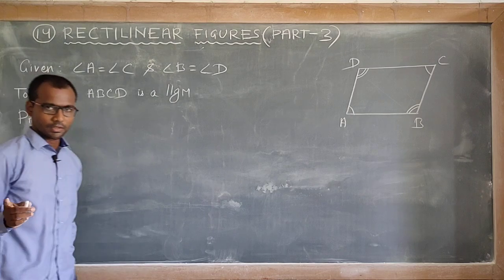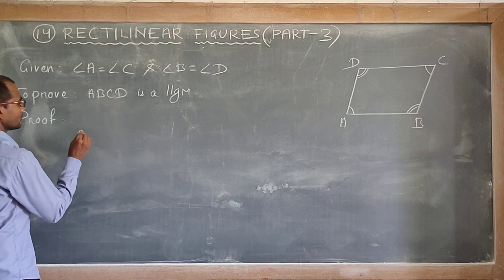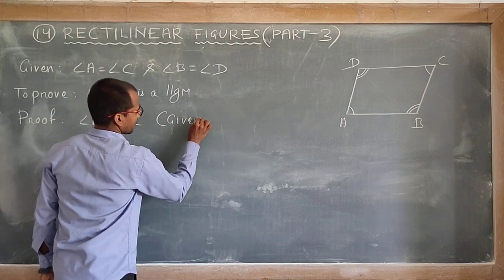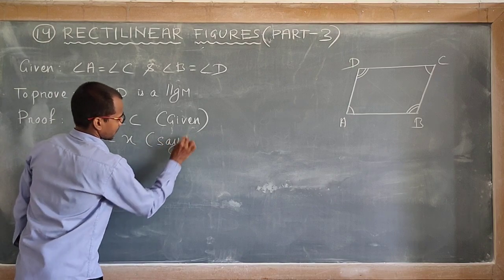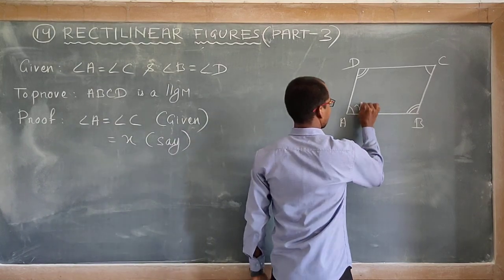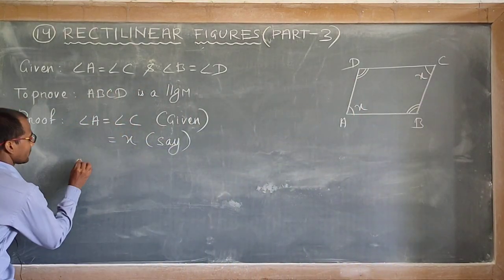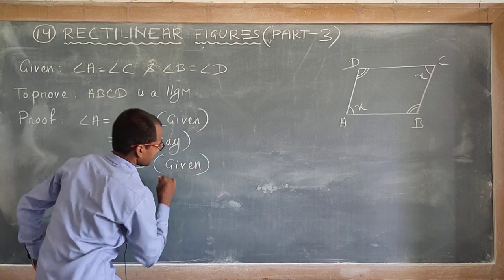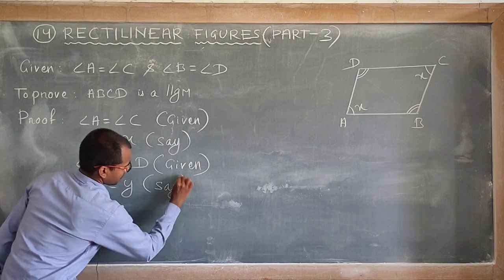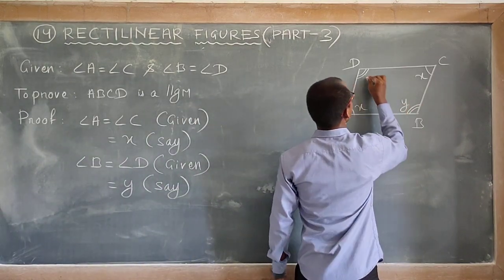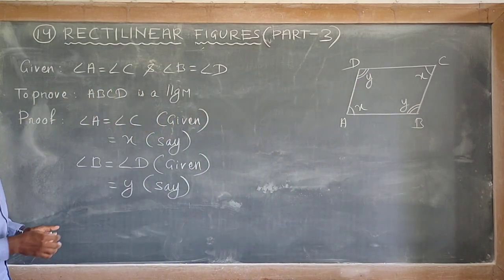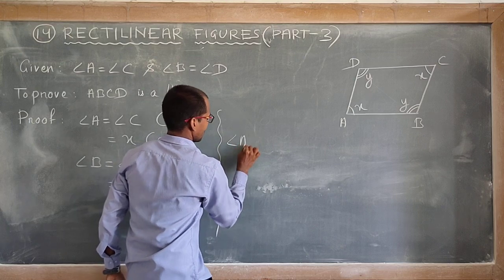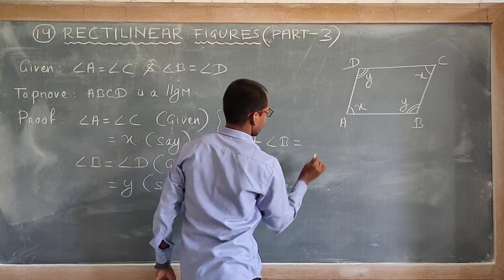Proof. We don't need any construction here. Angle A is equal to angle C. This is given. Let us take this as x. Next, angle B is equal to angle D. This is also given. Let this be y. Next, here we can write angle A plus angle B.